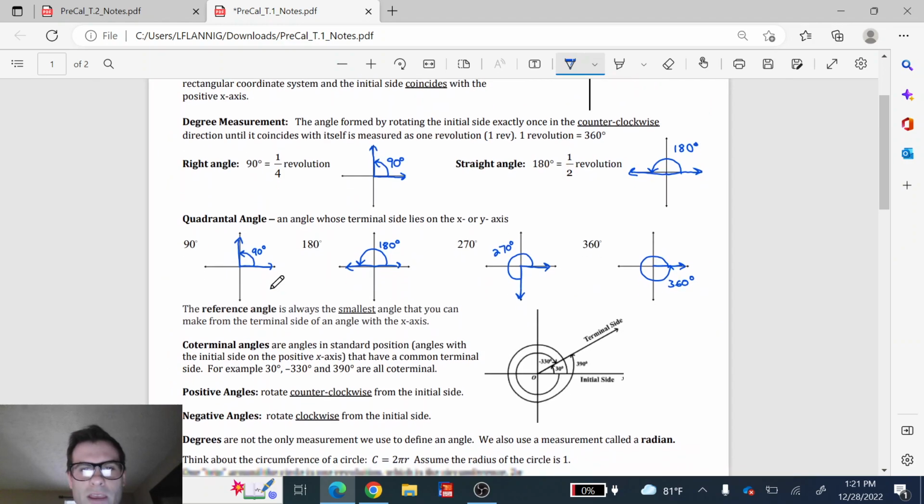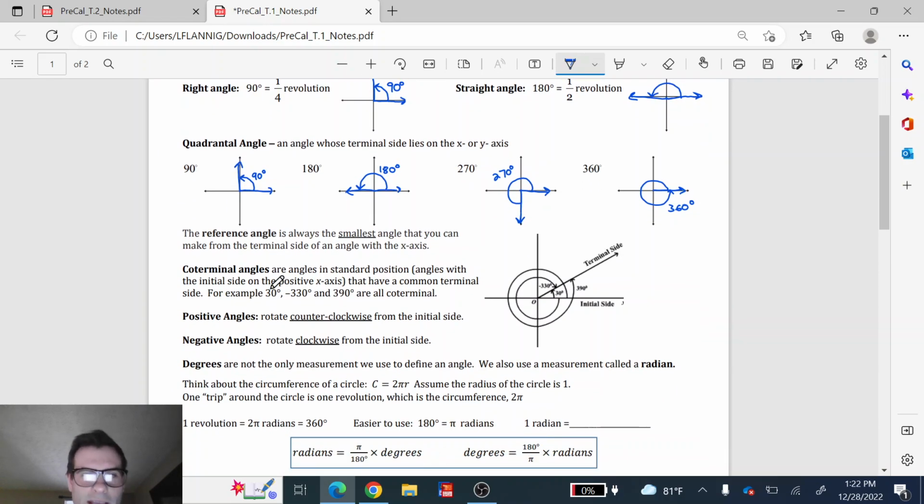Cool. Well, we're going to talk about some reference angles now. This is the idea that it's always the smallest angle that you can make from the terminal side of an angle to the x-axis. So if this was my line right here, it's the closest angle that can form to the x-axis. That 30 degrees would be the reference angle here. The closest you can get, the closest angle to the x-axis.